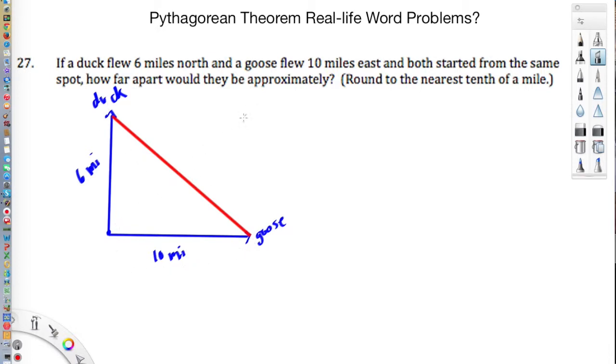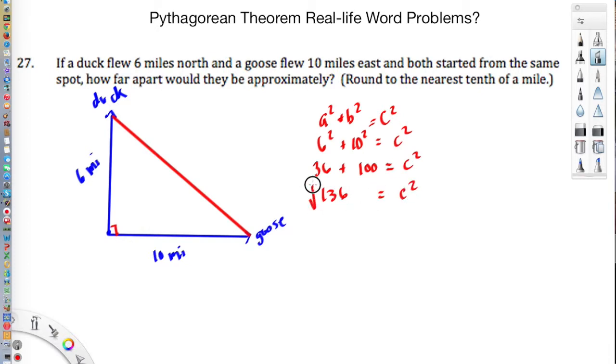So we use our Pythagorean theorem to solve this. Okay, a squared plus b squared is equal to c squared. We could say a is equal to 6. B would be equal to 10. So we have 36 plus 100 is equal to c squared. So we'd have 136 is equal to c squared.